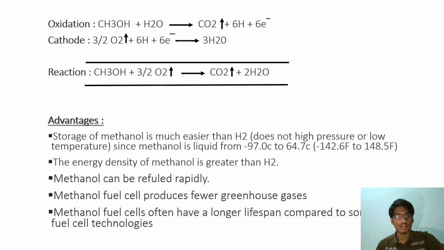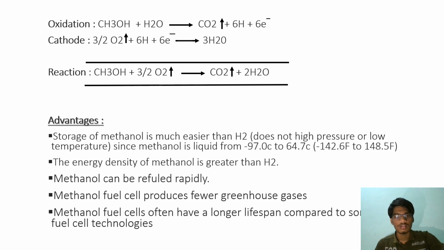This is the chemical reaction. Oxidation at the anode: methanol plus water gives carbon dioxide gas plus 6 H plus and 6 electrons. At the cathode: 3/2 oxygen plus 6 H plus and 6 electrons gives 3 H2O. Water is the product. The overall net cell reaction is methanol plus 3/2 oxygen gives carbon dioxide plus water.